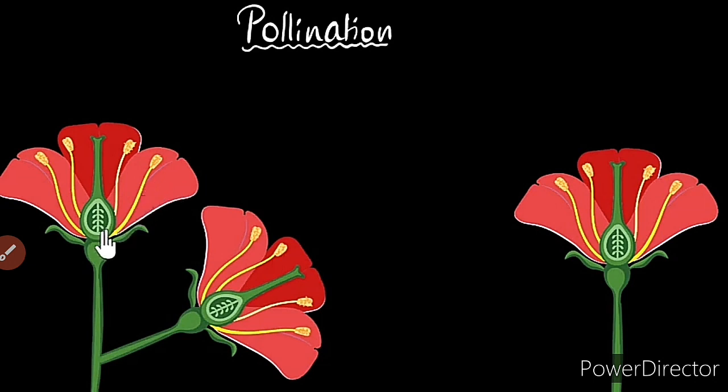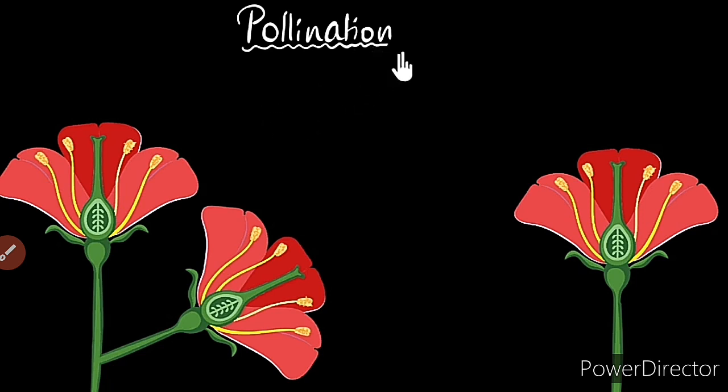So flowers use their beautiful petals and fragrance to attract the insects. So why do they do that? Because the insects help them in pollination. Okay, now let's see what is pollination.